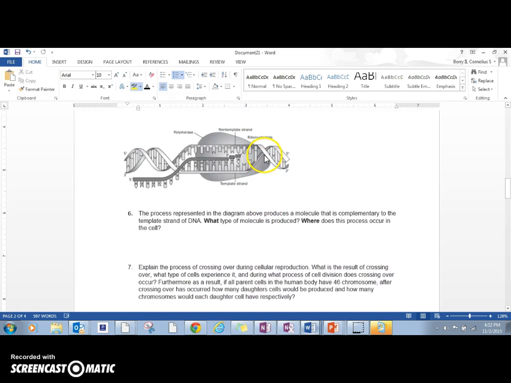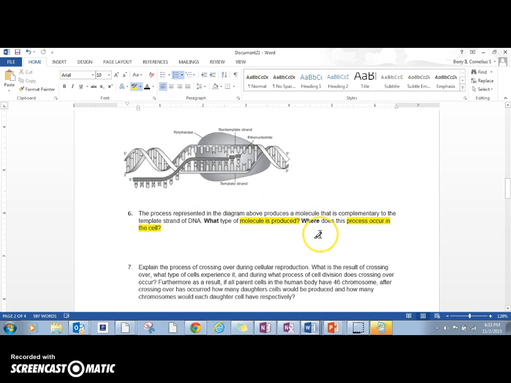Next, question 6. The process represented in the diagram above produces a molecule that is complementary to the template strand of DNA. What type of molecule is produced? Where does this process occur in the cell? Once again, you see bolded words. Bolded words means that it's very important. I would highlight molecule produced, and I will highlight process occur in the cell.